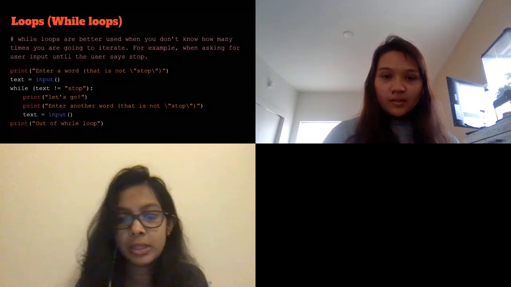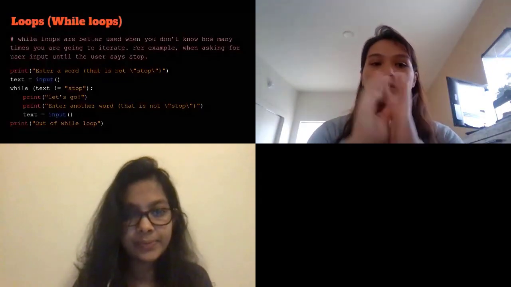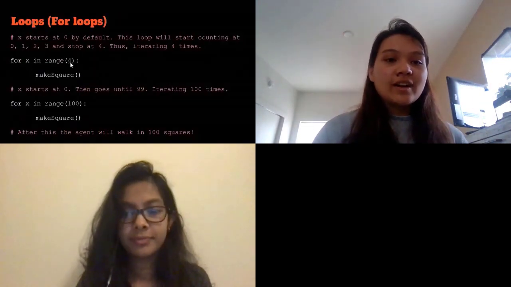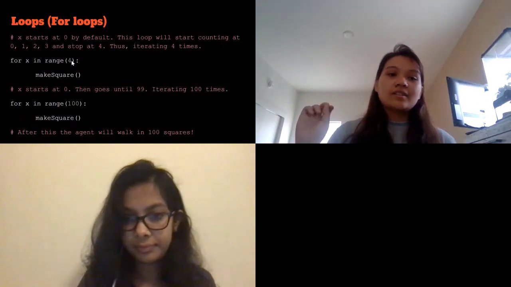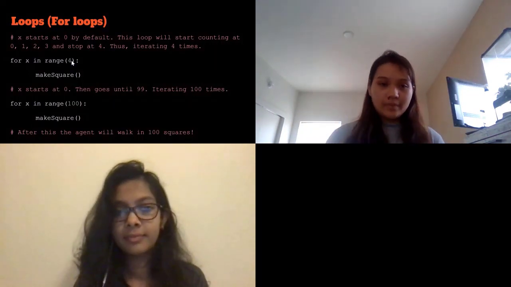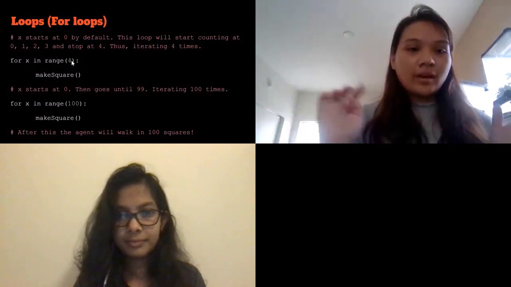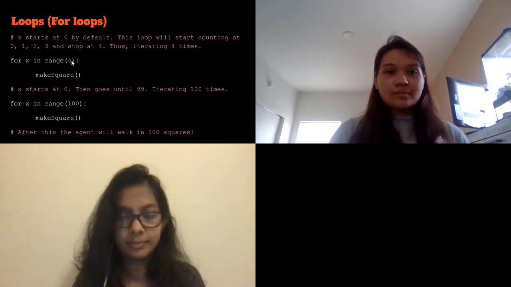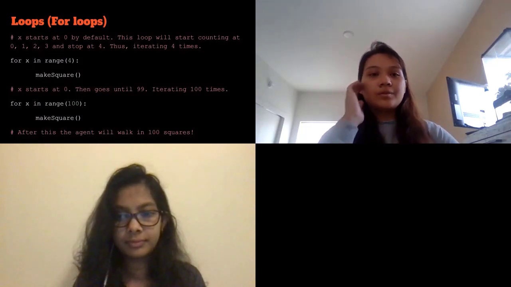What's the difference between the two? Yes, okay. So for loops are better when you know exactly how many times you want something to run. So here we say for x in range 4, which means repeat this 4 times. It'll call this make square function: make square, make square, make square. You specifically feed it a number, so you know how many times it'll repeat. That's what for loops are better for. And while loops are better if you don't know how many times.